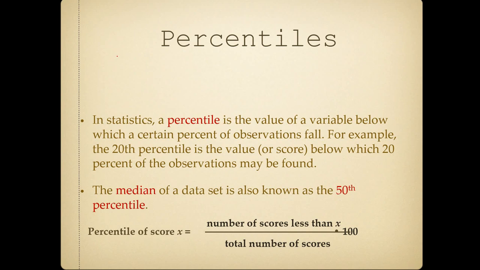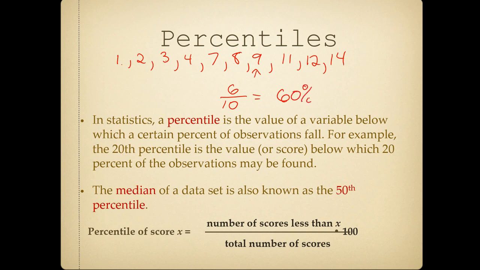So let's say I had 1, 2, 3, 4, 7, 8, 9, 11, 9. All right, I have 10 data points, and I want to know what percentile I am if I scored a 9. So there's 1, 2, 3, 4, 5, 6. 6 values below that. So I am 60th percentile.